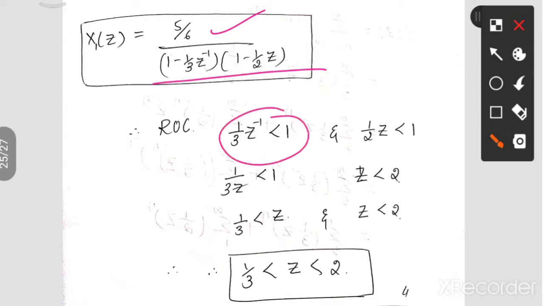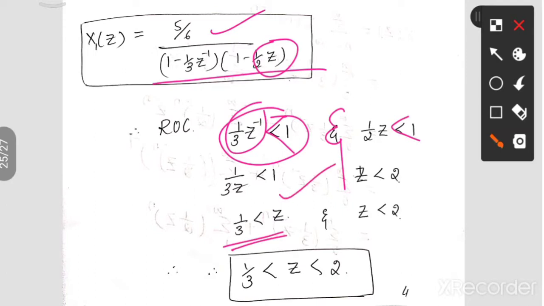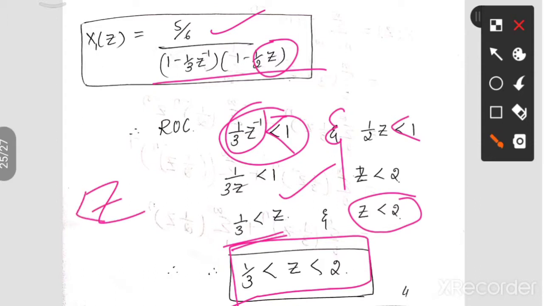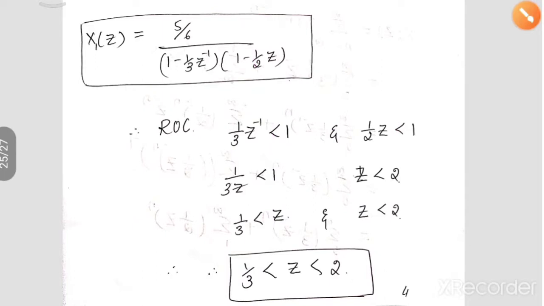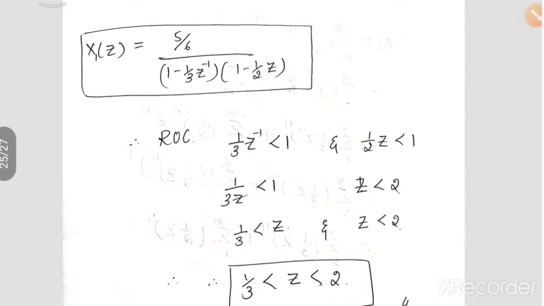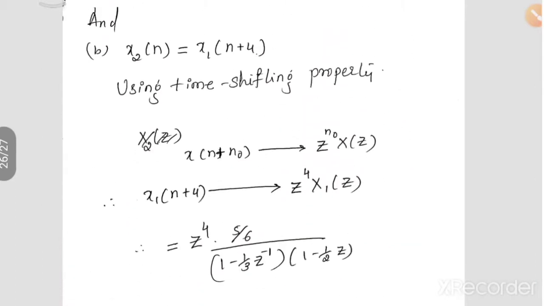Therefore the ROC will be, as we said earlier, alpha should be less than 1, where alpha was 1 by 3 z raised to minus 1, which should be less than 1, and 1 by 2 z should be less than 1. Therefore, simplifying, z should be greater than 1 by 3 and in the second case z should be less than 2. Therefore this is your ROC: greater than 1 by 3 and less than 2. So we can draw it now, but we have another one which is linked with this. Together we are going to draw this ROC.